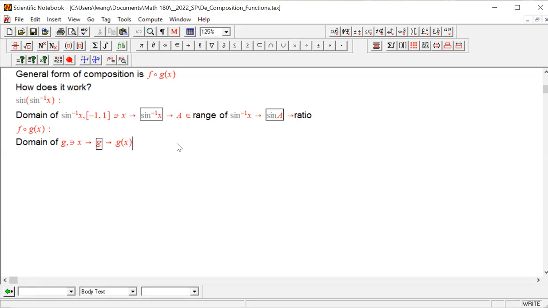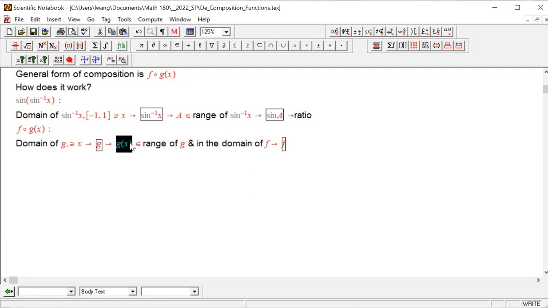Usually it is the case that G of X is going to be in the range of G, and at the same time it is also in the domain of F. So this output is in the range of G for sure, but it is also in the domain of F. And that's how we're going to apply the rule of function F to this input, G of X.